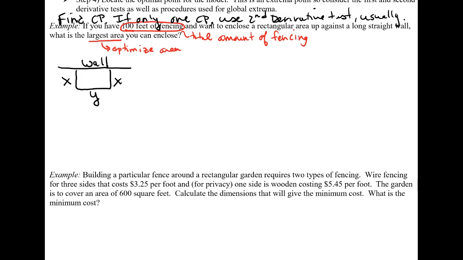And think about what you need to optimize. You need to optimize the area. So the area would equal x times y. But here what we notice is that we need only one variable.